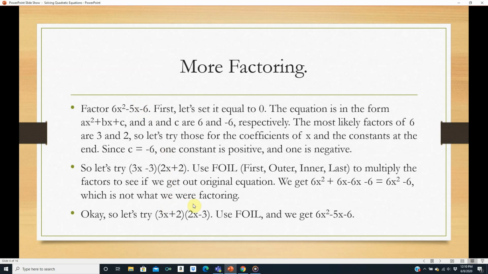Let's try 3x plus 2 times 2x minus 3. Well, 3x times 2x is 6x squared. Outer, 3x times negative 3 is negative 9x. And then 2 times 2x is going to be 4x. Negative 9x plus 4x is negative 5x. And then, of course, 2 times negative 3 is still negative 6. So we're good. We got 6x squared minus 5x minus 6, which is what we started with up here. So we know from checking our answer using FOIL that that's the correct way to factor it.